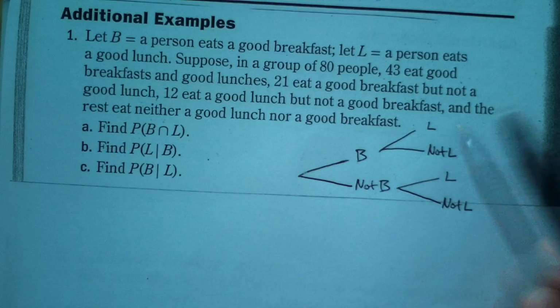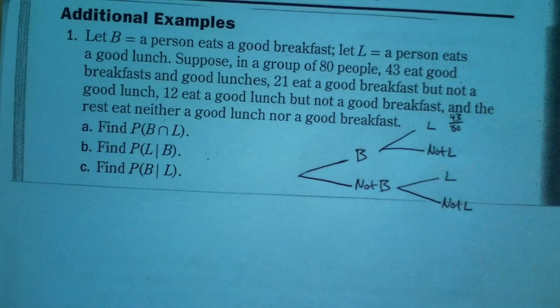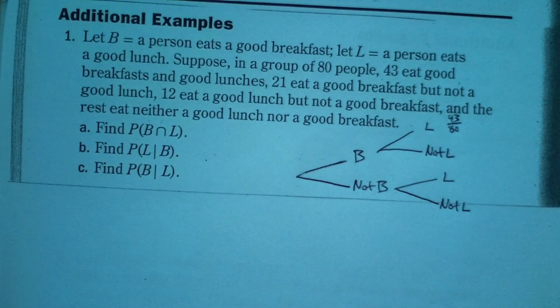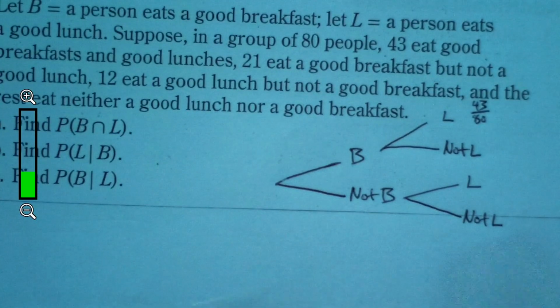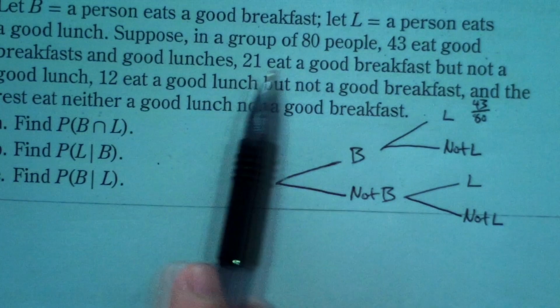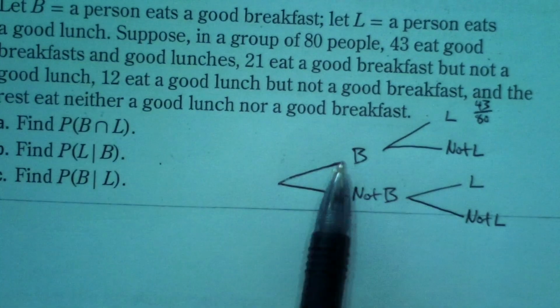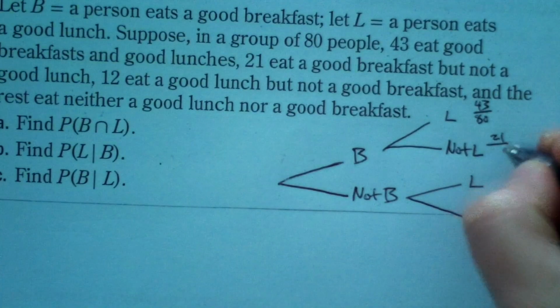Next one says 21 ate a good breakfast but not a good lunch. So good breakfast, not a good lunch would be 21 out of those 80 people. Next one is 12 eat a good lunch but not a good breakfast. So they're in the good lunch group but not in the good breakfast group. So that would be 12 out of 80.